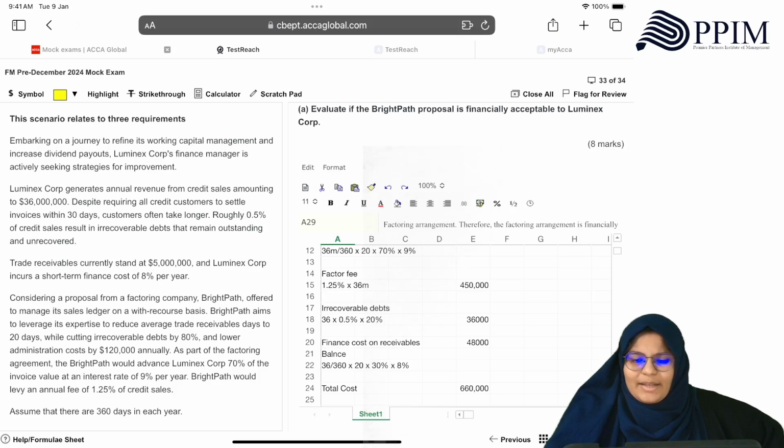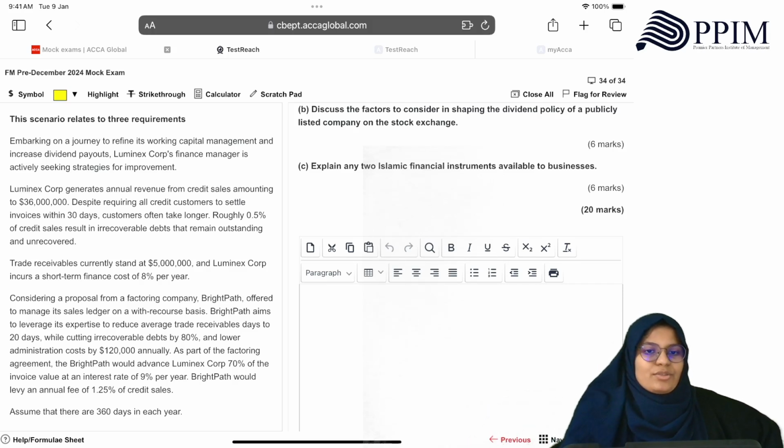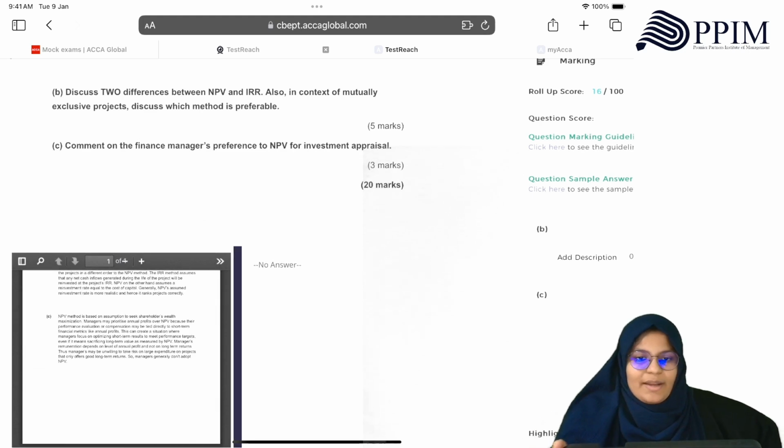B and C were entirely to do with theory, right? Discuss factors to consider in shaping the dividend policy of a public listed company in the stock exchange. 6 marks. If you can make 3 explain points, that will be it. And C is saying to explain 2 financial instruments. So I'll just quickly show you the answers to that.